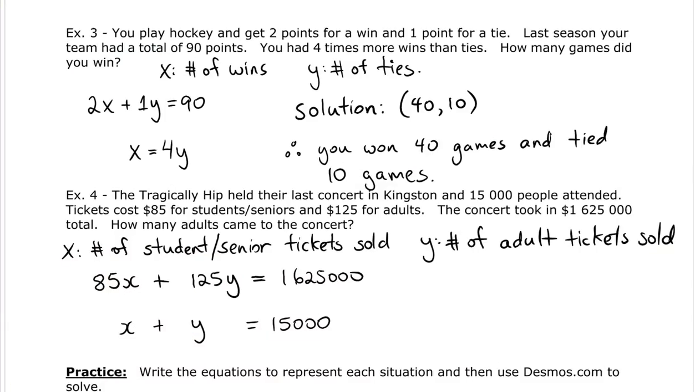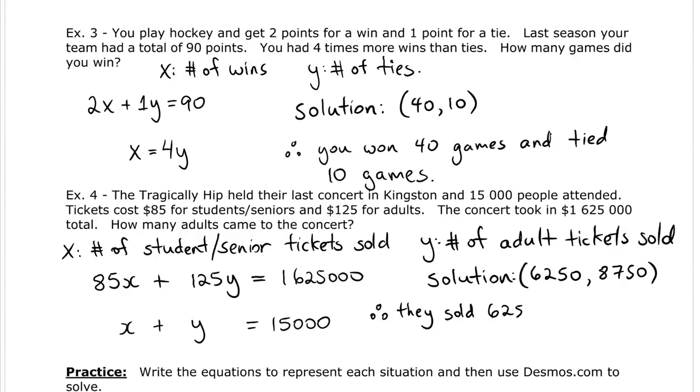So let's write that down. The solution is 6,250 for X and 8,750 for Y. And so therefore, if X is the number of student/senior tickets sold, we can say they sold 6,250 student/senior tickets, and the Y value is the number of adult tickets, so 8,750 adult tickets.